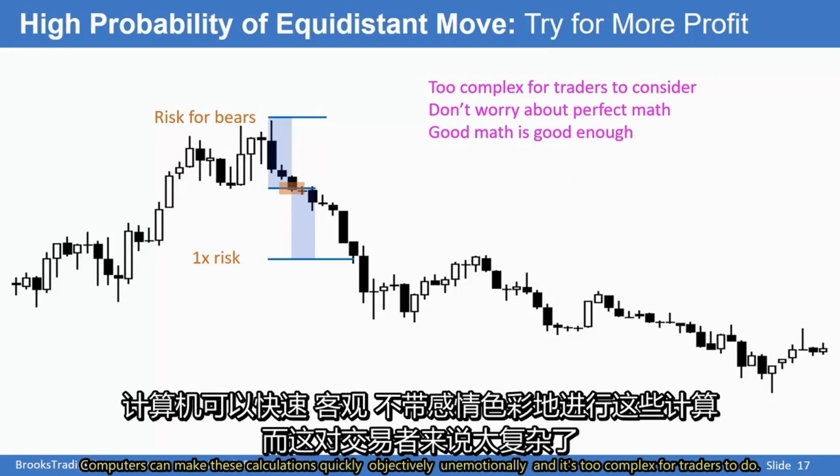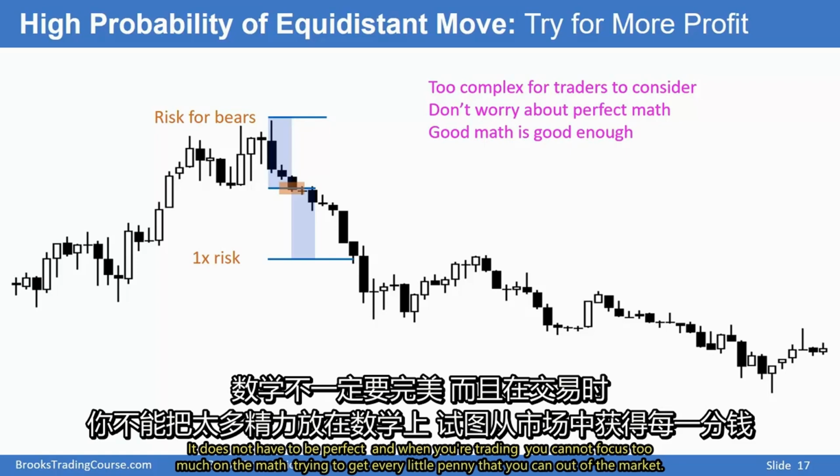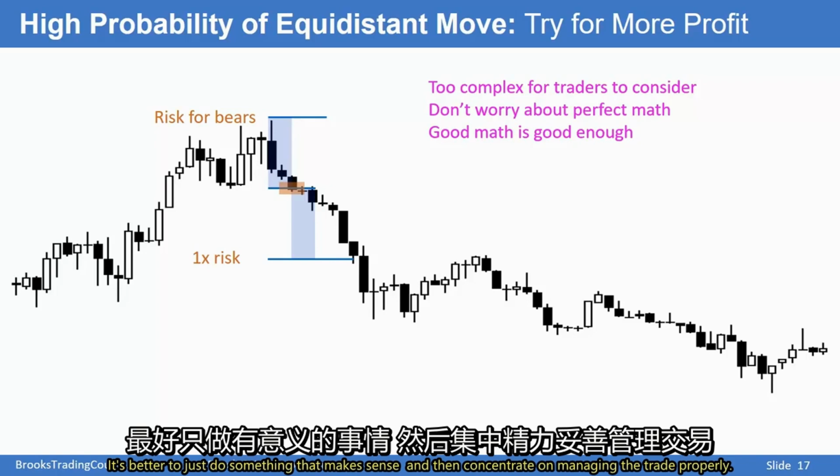Computers can make these calculations quickly, objectively, unemotionally, and it's too complex for traders to do. I would not worry about the perfect math. Good math is good enough. As long as you do something that makes sense, it does not have to be perfect. And when you're trading, you cannot focus too much on the math, trying to get every little penny that you can out of the market. It's better to just do something that makes sense and then concentrate on managing the trade properly.